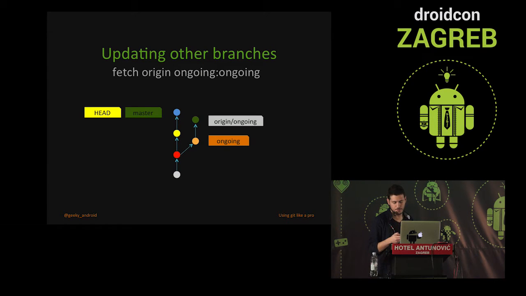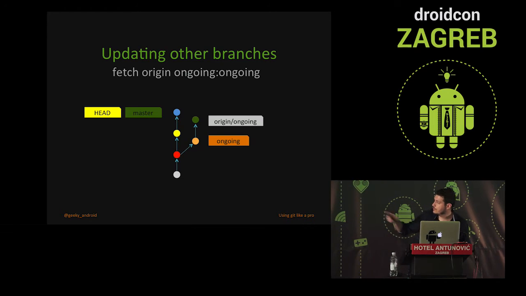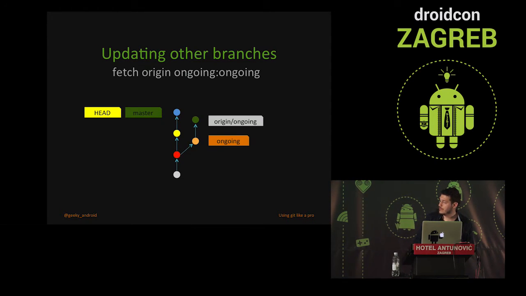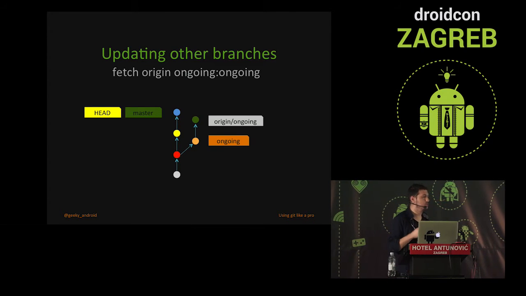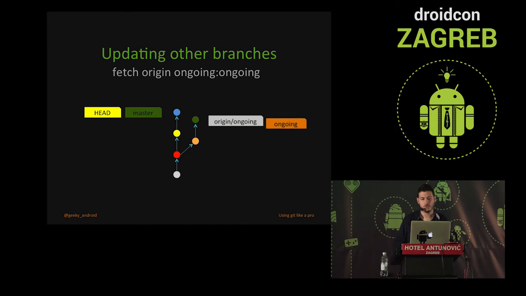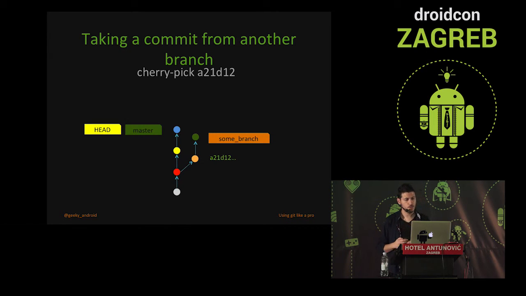But I find that very boring and repetitive, so you can actually use this syntax. You say fetch origin, the name of the branch, colon, the name of the branch, and this will literally just update the reference of your local label to the remote label. Nothing fancy there.